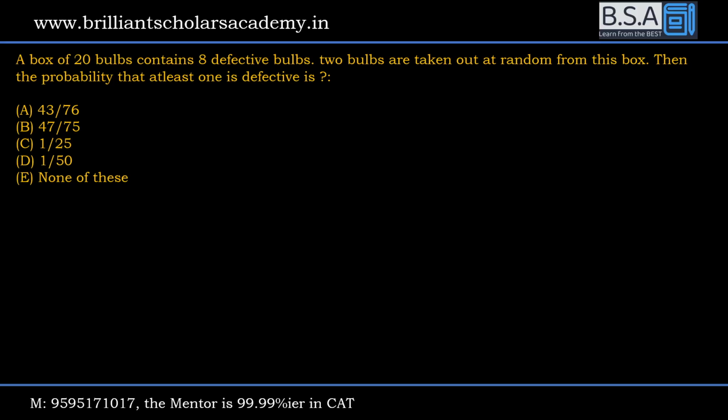A box of 20 bulbs contains 8 defective bulbs. 2 bulbs are taken out at random from this box. Then the probability that at least one is defective is. आपके पास 20 बल्ब्स हैं, 8 डिफेक्टिव हैं, 12 वर्किंग हैं. आपको कितने सेलेक्ट करने हैं? आपको रैंडमली सेलेक्ट करने हैं 2 बल्ब. 2 बल्ब्स आर सेलेक्टेड. What is the probability? At least one is defective. कम से कम एक डिफेक्टिव होना चाहिए.